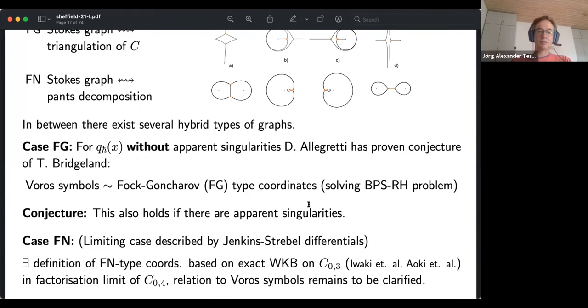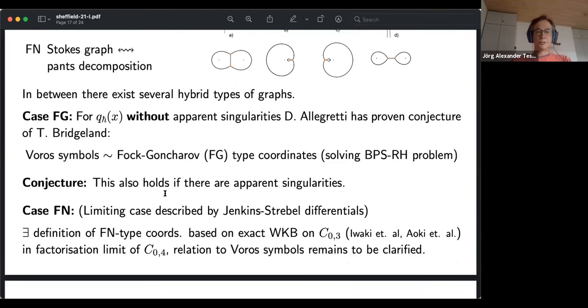But in any case, when you have these Donaldson-Thomas invariants, it has been discussed in Andy's talk that they define a certain Riemann-Hilbert type problem. And these results of Tom and Dylan then give this identification between the Voros symbols and the Fock-Goncharov coordinates, which solve this Riemann-Hilbert type problem. Here it is written out on the slide that for the story that I would like to propose, a generalization needs to be worked out for the case where there are apparent singularities.